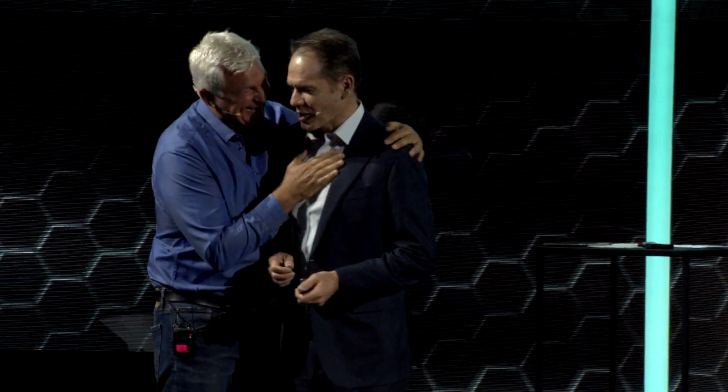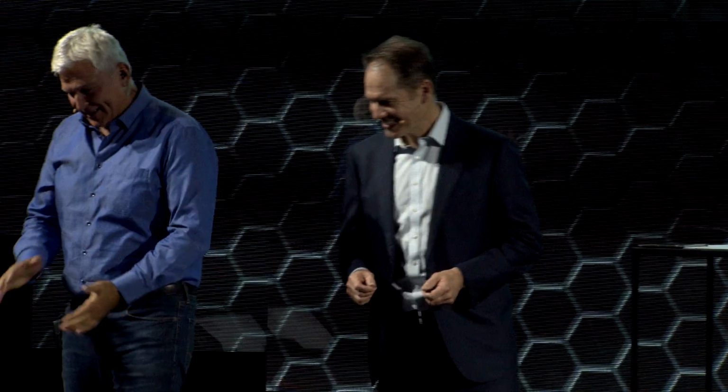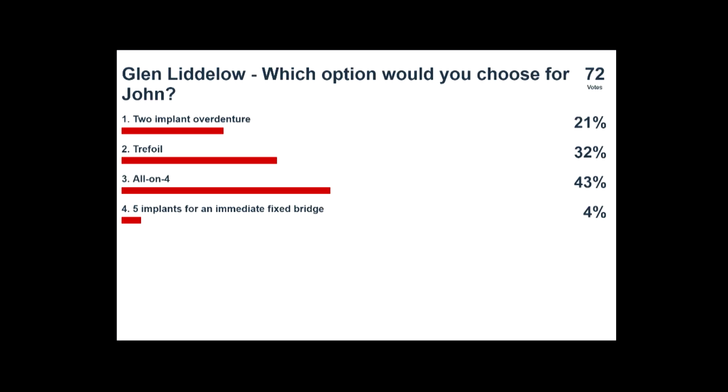Hey, I got close. All right, so all-on-4 voted 43%, trefoil 32%. Actually, it's not too bad. That's better than I thought. Yeah, it's actually very, very good. 2 implant overdenture, 21%. Interesting. Very interesting. And 5 implants with a fixed bridge, 4%.